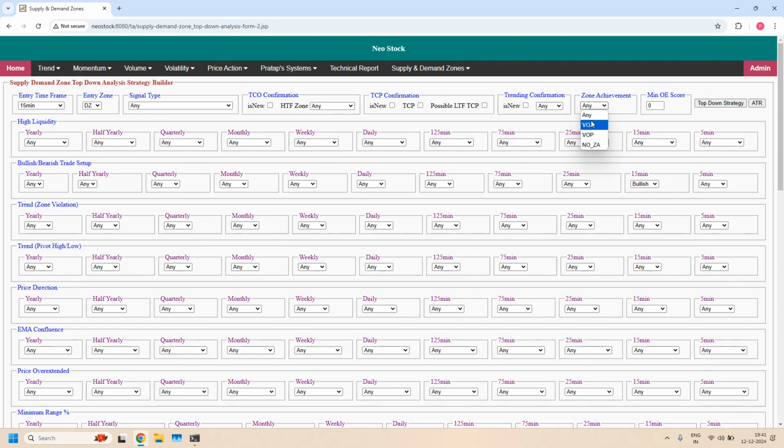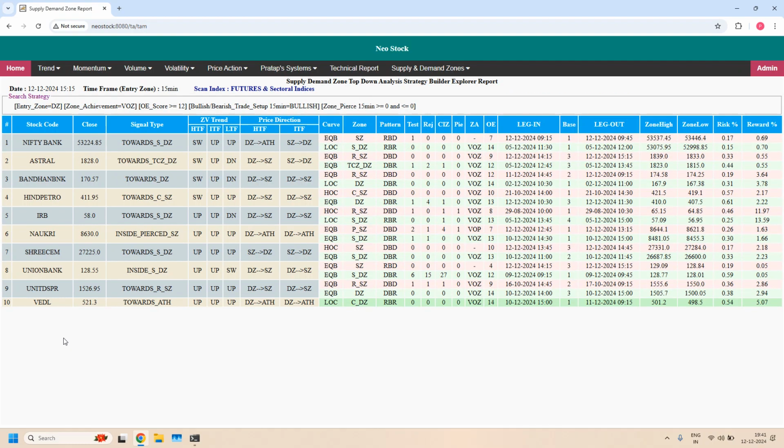Zone achievement violated opposing zone, minimum odd enhancer score 12. All three filters are applied to 15 minutes demand zone. Let's verify. We got 10 stocks, and these 10 stocks are supporting bullish trade setup for daily income trade, and entry zones are 15 minutes demand zones. All these 10 stocks having 15 minutes demand zones, there could be some high probability 15 minutes demand zones might be available. We need to filter them.